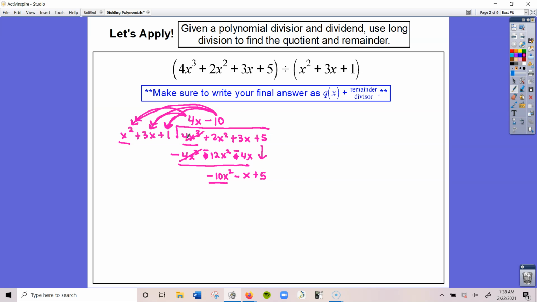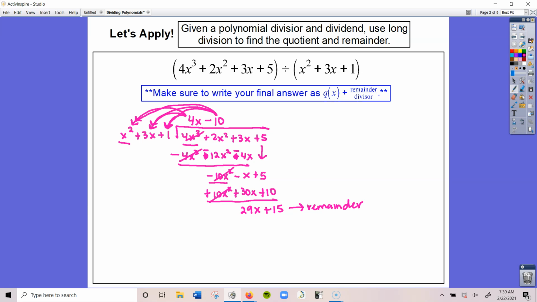Negative 10 times x squared is negative 10x squared. Negative 10 times 3x is negative 30x. And negative 10 times 1 is negative 10. Next, we subtract, so we're going to switch all of the signs. These terms will cancel. Negative x plus 30x is 29x. And 5 plus 10 is 15. Since there is nothing to bring down, this is the remainder.